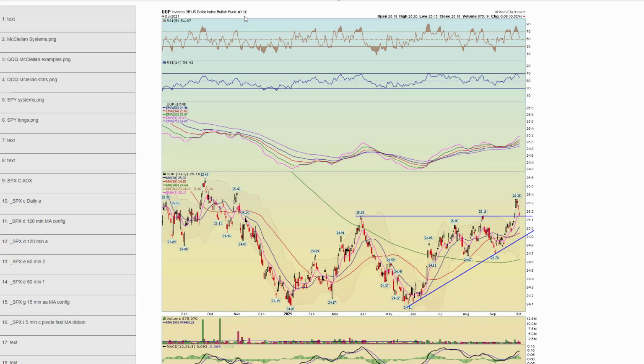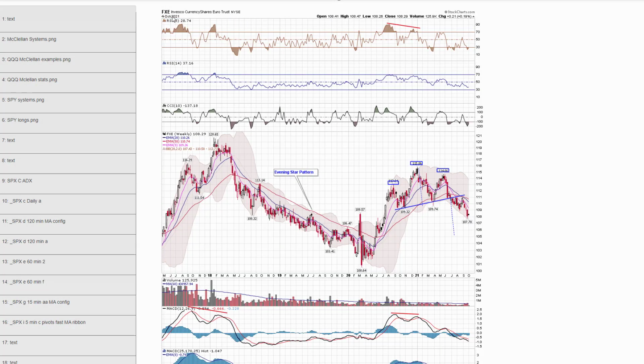Next, Chart 64, FXE, Euro. I drew this head and shoulders pattern months ago, and so far this has kind of played out.